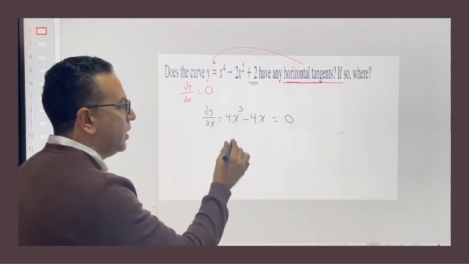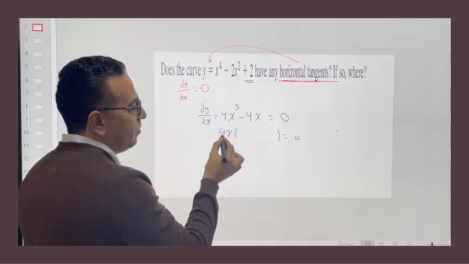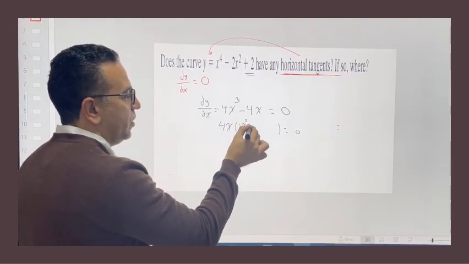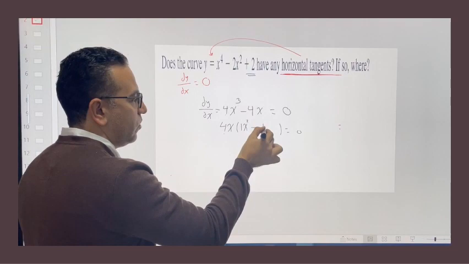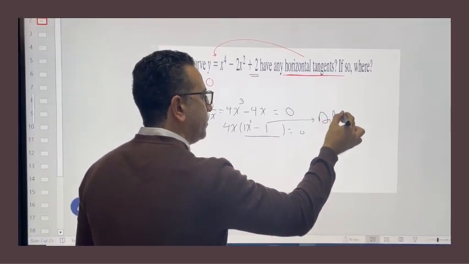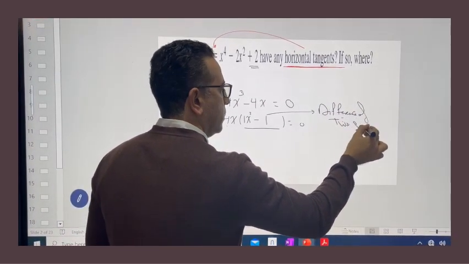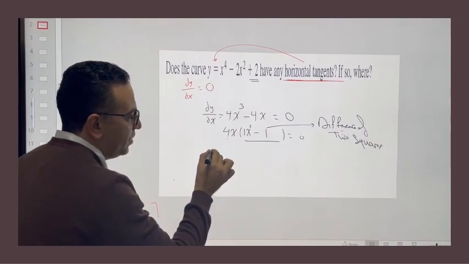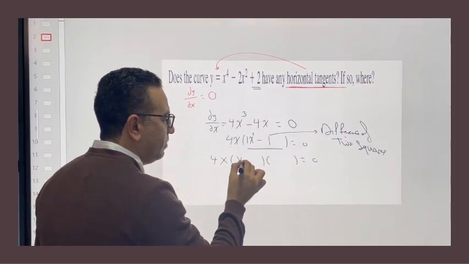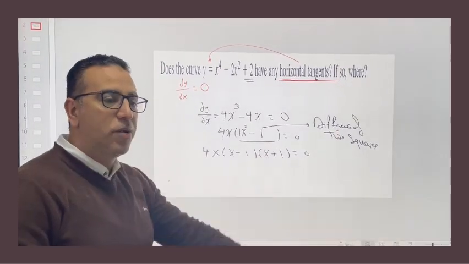How can I factorize it? By taking 4x as the highest common factor. 4x to the power 3, 4 divided by 4 is 1, x to the power 3 divided by x is x squared, minus 4x divided by itself is equal to 1. x squared minus 1 is called a difference of two squares. So it can be written as 4x, and the difference of two squares can be factorized to (x minus 1)(x plus 1). So I have three values that make the equation equal to 0.